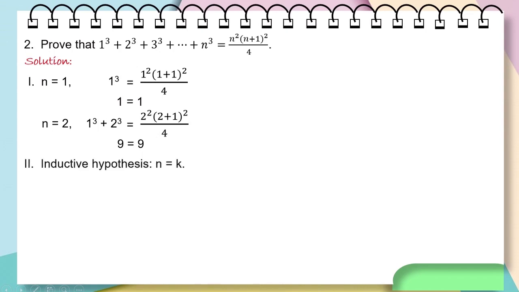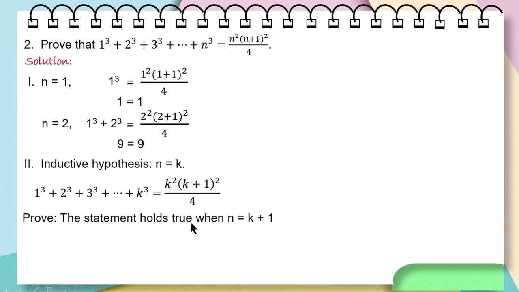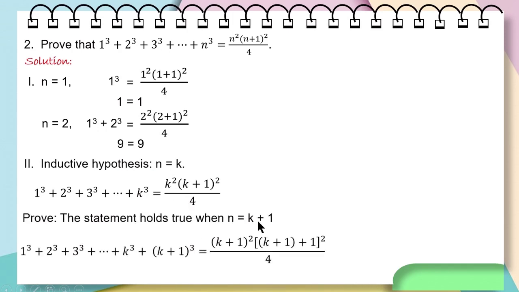Next, we have our inductive hypothesis. We let n be equal to k. Then, we need to prove that the statement holds true when n is equal to k plus 1. We copy the left side of the inductive hypothesis and then add k plus 1 raised to 3. Bakit may exponent na 3? Please take note that we just replace k with k plus 1. Kaya kung may exponent dito ang k, we need to follow that form, okay? Then on the right side, we also replace k with k plus 1.